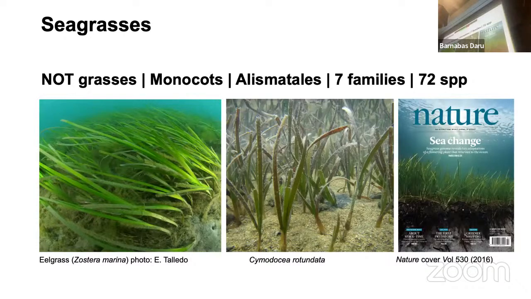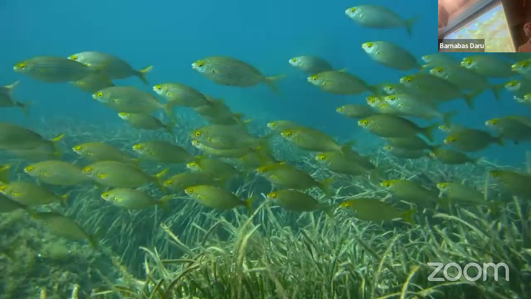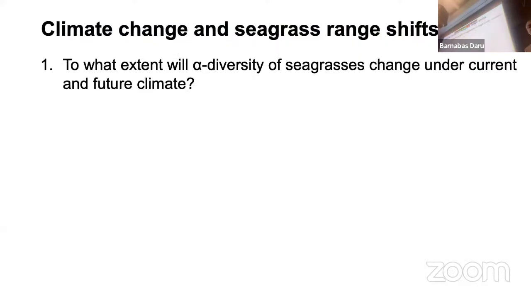In addition, seagrasses are also very important in the ecosystem, in the marine realm, because they are primary food for marine herbivores like the endangered sea turtle. They are also important nursery grounds for most fish and invertebrates. And so to understand how seagrasses are likely to respond to global change, we ask the following questions.